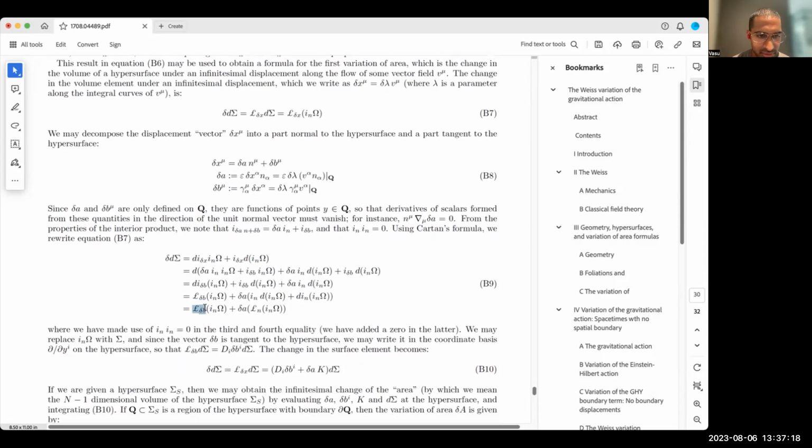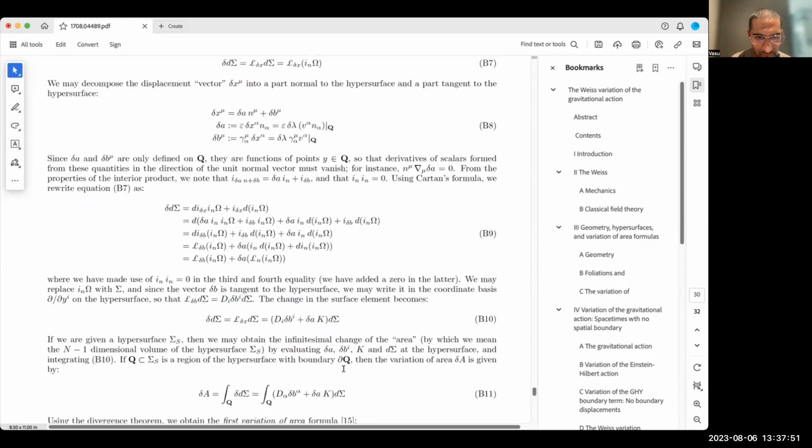So you get the Lie derivative along delta B, where delta B is the tangential part of the variation, plus delta A times the Lie derivative with respect to the normal of omega. Okay, and we know what this is, right? This is just K times d sigma, as we showed above. This, on the other hand, will give you the divergence along the hypersurface of delta B^i, the tangential divergence. Okay, so this is the total formula that we get.